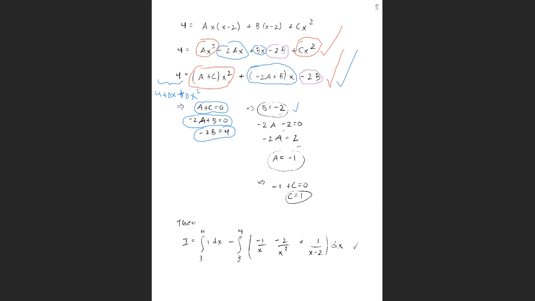Substitute negative 2 for b in this second equation, and you'll get negative 2a minus 2 equals 0. A will equal negative 1. And then take the negative 1 and substitute it in for a in the first equation, and you'll get negative 1 plus c equals 0, so c would equal 1. And now you have your partial fraction expansion, the specific one. And notice the limits don't change. We didn't do a substitution.